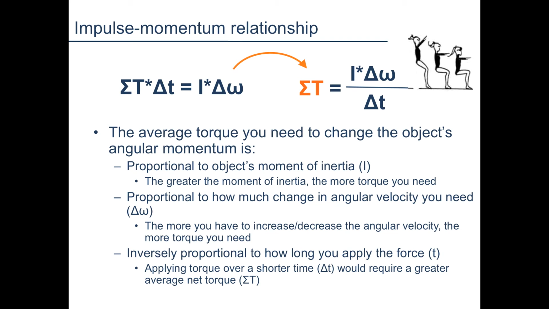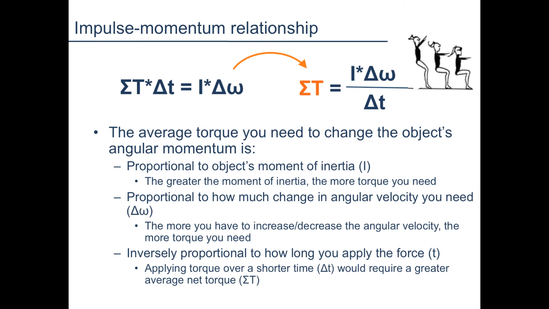Now, rearranging the angular impulse-momentum relationship, like what's shown on the right side, can be helpful in understanding how much torque is needed to change an object's angular momentum and velocity. Based on the equation, you see that the amount of torque you need is proportional to the object's moment of inertia and how much change in angular velocity you need to achieve. This means that the greater the object's moment of inertia, the more torque is needed.